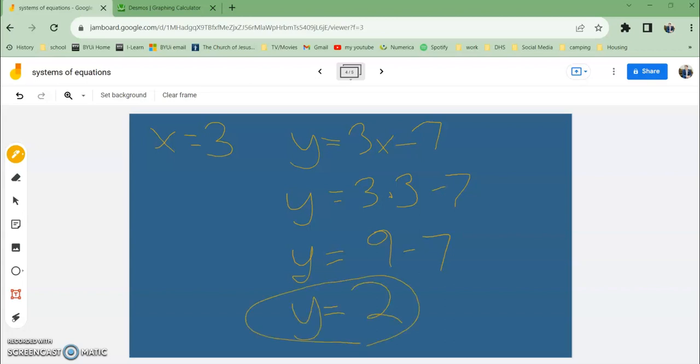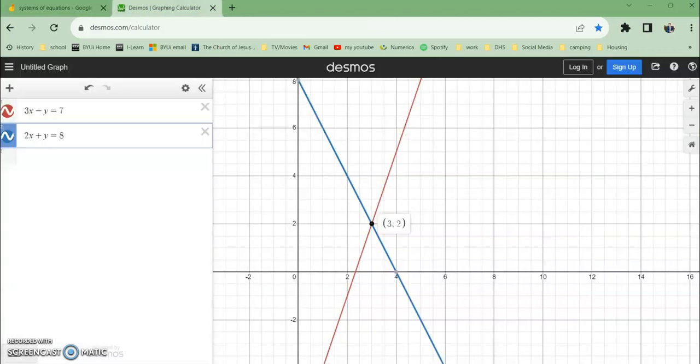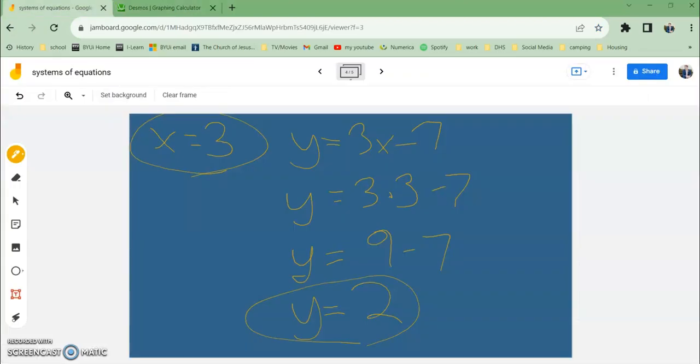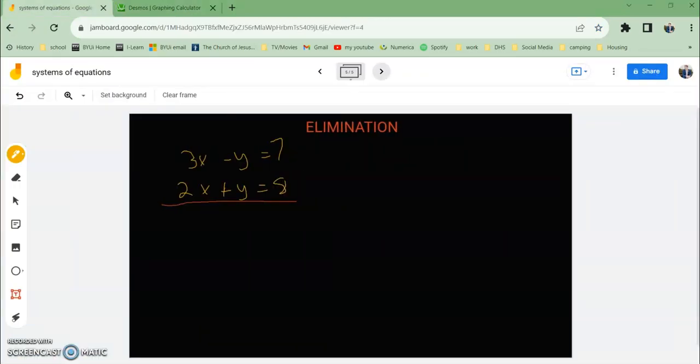So x equals 3, y equals 2. Let's see if we got it right. Yep, we got it. So that's one way, and that's probably the simpler way. But there's another one called elimination. This is probably the faster way to do everything.